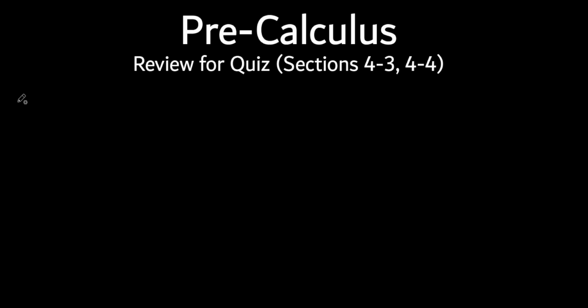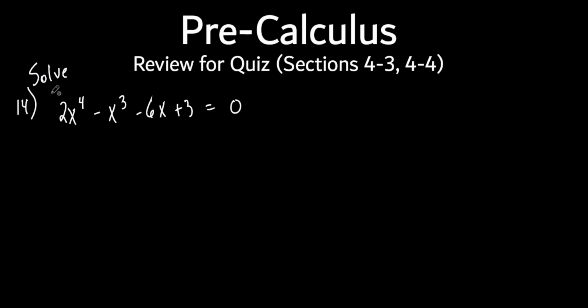Okay. So let's do number 14. 2x to the 4th minus x cubed minus 6x plus 3 equals 0. Okay, what are we trying to do? It says determine the rational roots, finding the roots of this. Okay, so finding the answer. Basically, I don't know why they don't just say this. Maybe there's a reason. Basically, we're just solving for x. All right, that's what we're doing here.